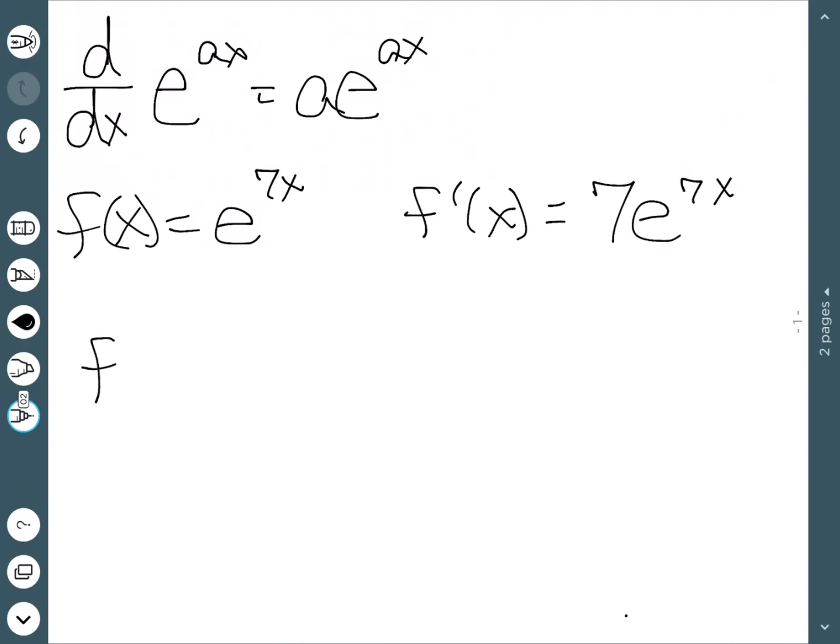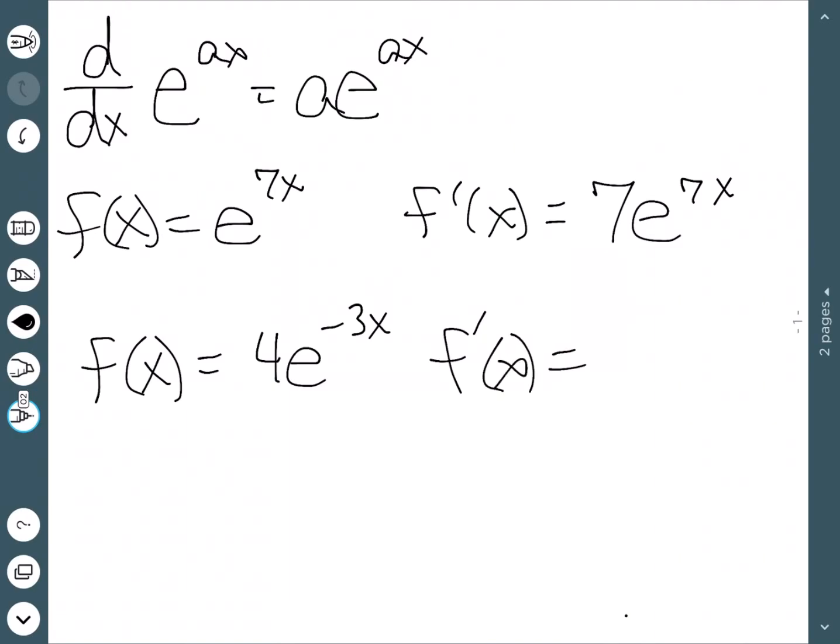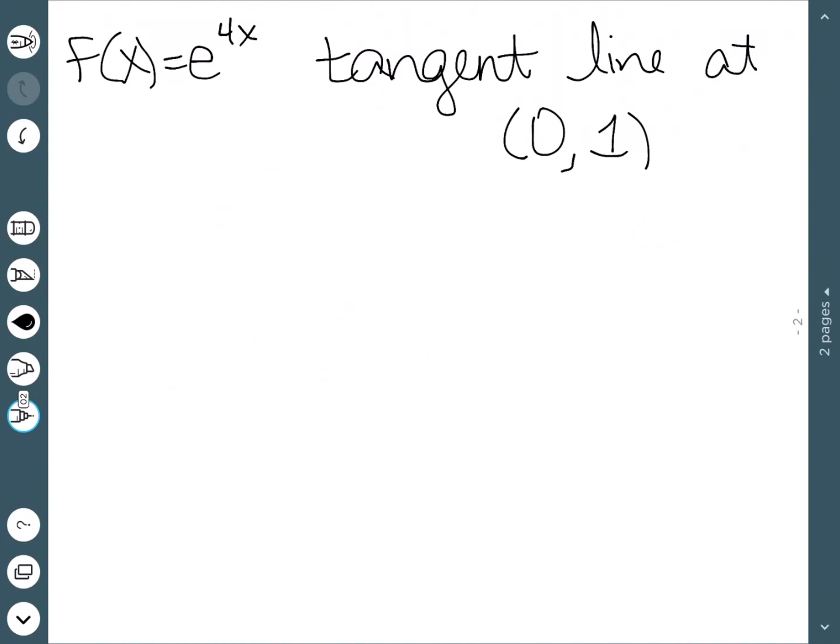If I have something like 4 e to the minus 3x, then for my derivative, I'm going to bring the negative 3 down to make it negative 12 e to the minus 3x.